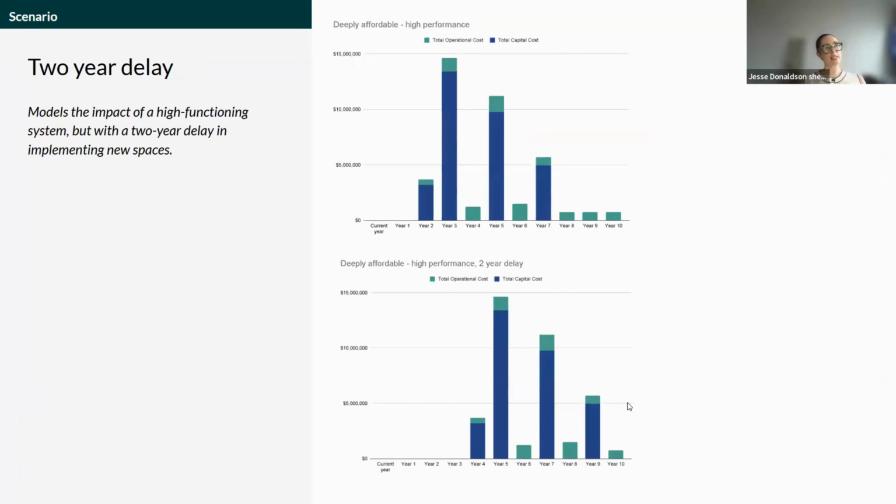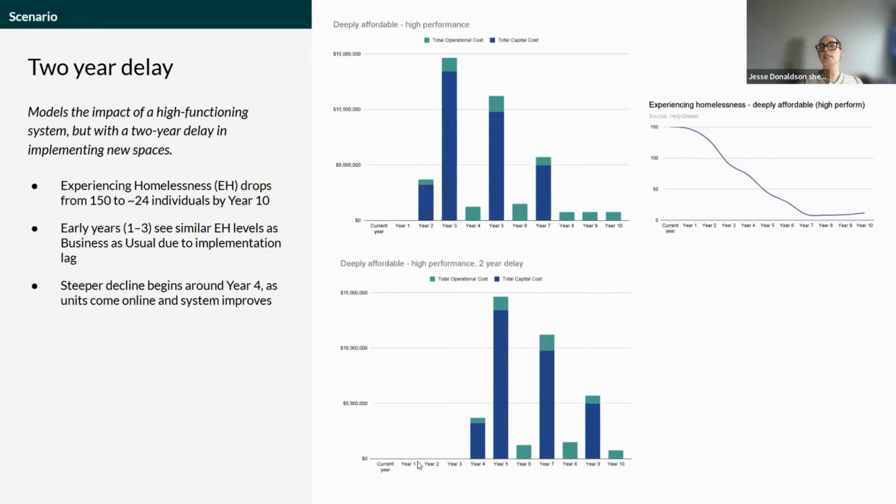Then I think it's the last one I did, I said, okay, well, what if there's a 2-year delay? What if council, what if board thinks all of this is a really great idea, but it's going to take 2 years longer than we think to build this? So what you're looking at is the deeply affordable high performance. You can see we have capital coming online at 2, a huge investment in year 3 with a big in 5 and 7. What I did is I shoved everything over 2 years and said, what would happen if we had a longer time to change?